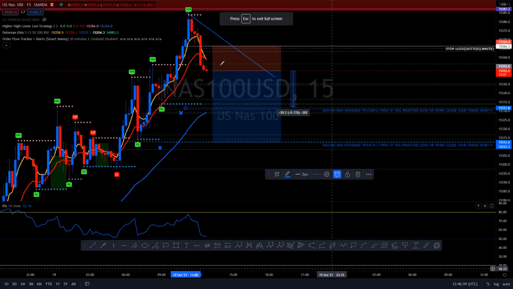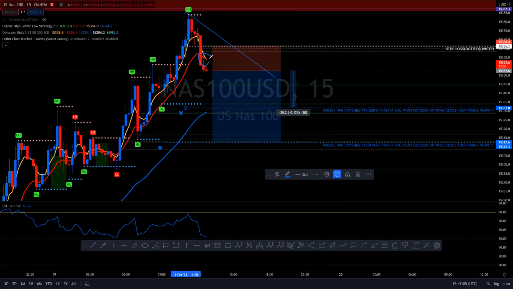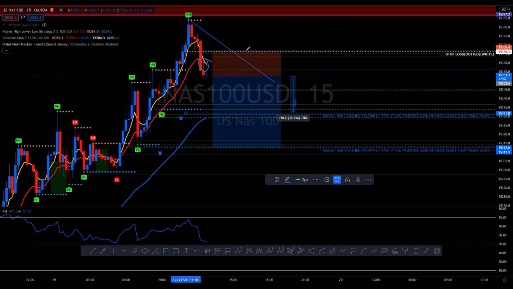All right, so the EMAs have officially crossed. See it right here. So I went ahead and initiated my trade. I'm going to share my phone screen, see where we're at.